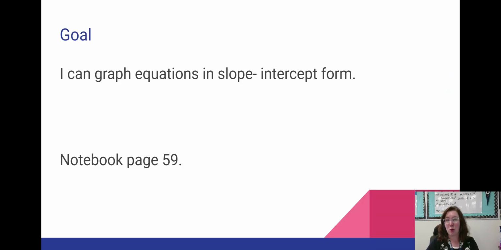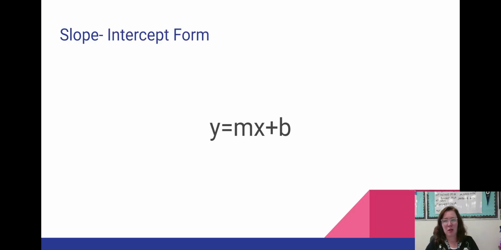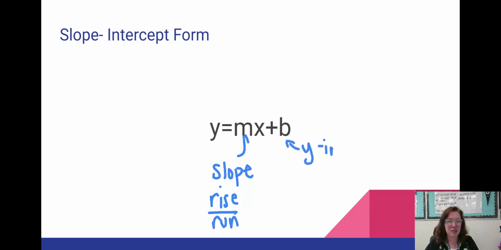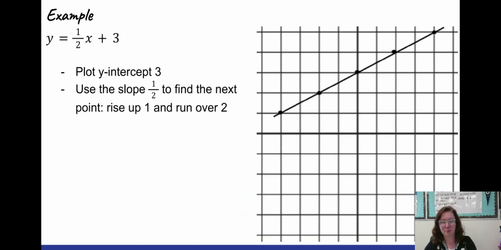Okay, that was slope. Now we're going to put that with intercept as well into what's called slope-intercept form. Slope-intercept form is y equals mx plus b, where m is the slope, which we already know is rise over run. And b is the y-intercept. That means it's the point or the number where it crosses the y-axis.